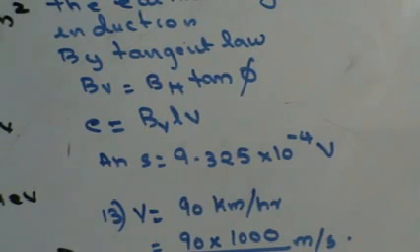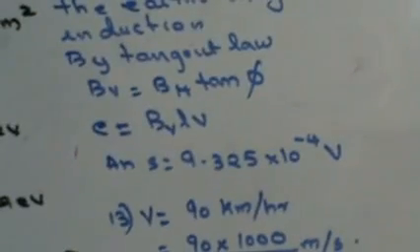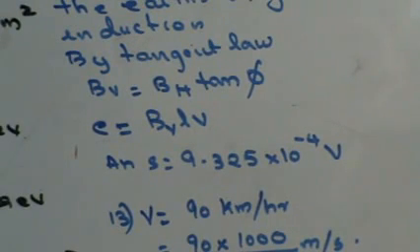Straightforward sum. EMF is BLV, right? Where I have the vertical component given to me, length of the axle given to me, and the velocity at which the train moves is also given to me. The answer for this sum should be 9.375 into 10 raised to minus 4 volts. Next, let's see the next one.